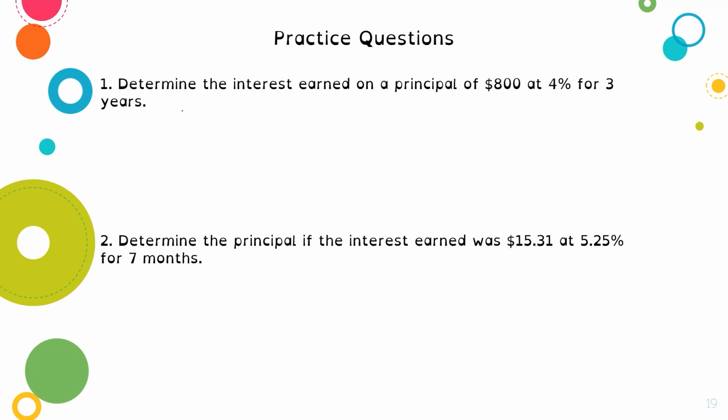So we know that simple interest is I equals PRT. I like to organize my variables so that I know what I'm talking about. So P is 800. R is 4%, which is equal to 0.04. And time T is equal to 3 years. That's already in years, so I'm good to go. So to put that into my calculation, I have I equals PRT, so that's 800 times 0.04 times 3.